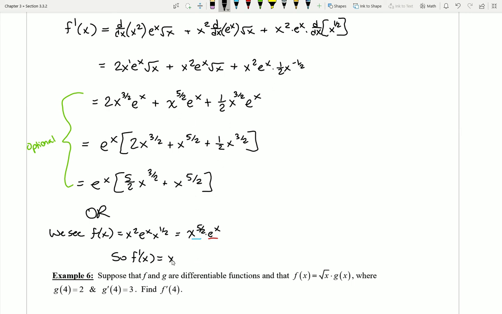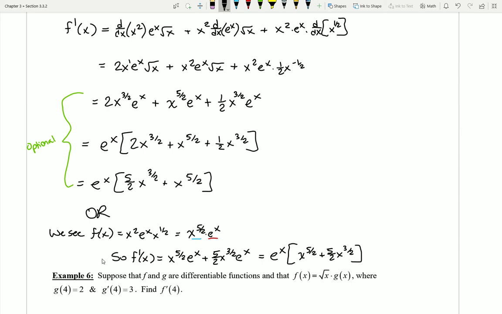So I could start by leaving my x to the 5/2 alone and taking the derivative of e to the x, which is just e to the x. I could then do 5/2 x to the 3/2. I just did the power rule there, and then leave the e to the x alone. Since there's an e to the x in common, I can go ahead and factor it out, and I'd be left with x to the 5 halves plus 5 halves x to the 3 halves. And of course, what do you notice about the answer that I got up here and the answer that I got down there? They're the same. But of course, it may seem like this second approach actually took less work to get there.